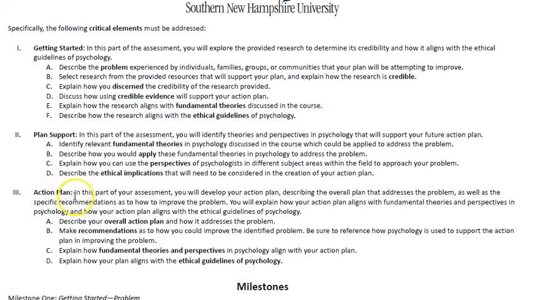And then the third component is the action plan that you're going to put together. You're going to discuss how your action plan is going to address the problem that you selected in Module 1. You're going to make recommendations. Take the role of a professional psychologist and make recommendations for improving the identified problem. You're always going to support that, and throughout this process, you want to be sure to support your assertions. Once again, fundamental theories and perspectives, you're going to discuss how they align with your chosen action plan, and then you're going to explain how your plan aligns and adheres to the ethical guidelines within the field of psychology.